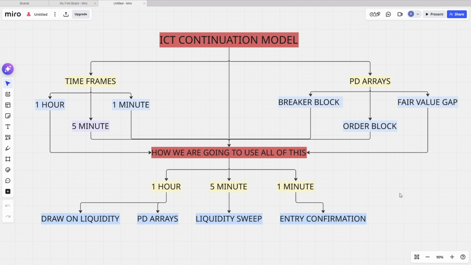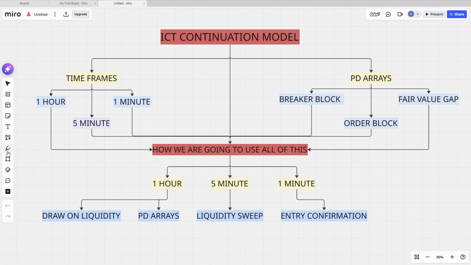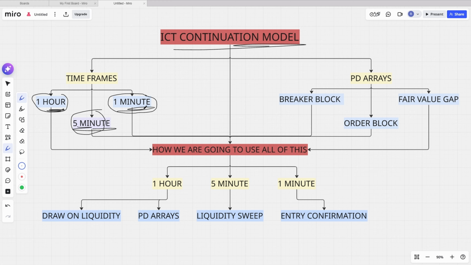This section explains how the market will be approached using the continuation model and the specific concepts that support it. To maintain clarity and consistency, this continuation model operates using only 3 time frames. These time frames are the 1-hour time frame, the 5-minute time frame, and the 1-minute time frame. No additional time frames are included in the analysis. This limitation is intentional, as it allows the model to remain focused, structured, and repeatable.